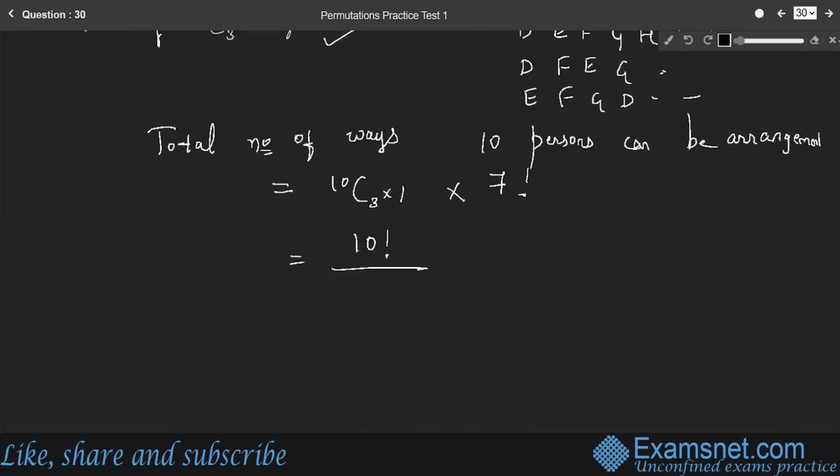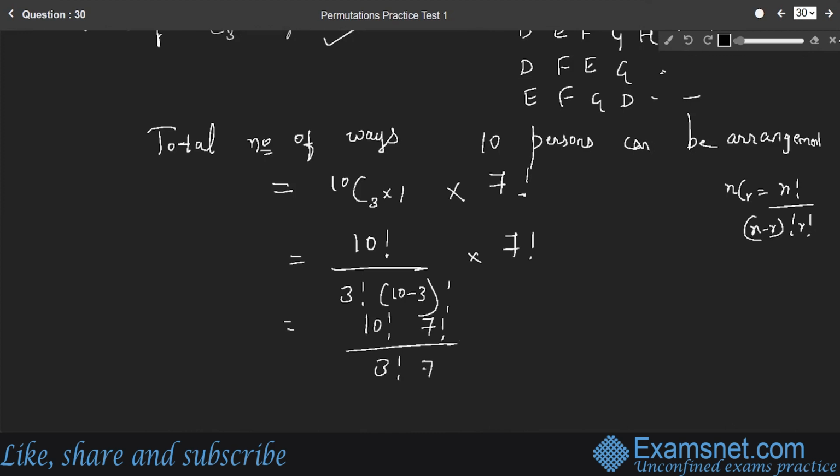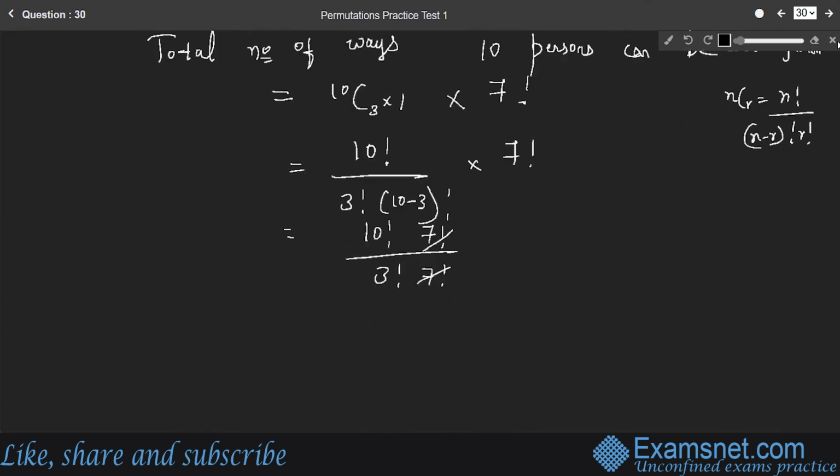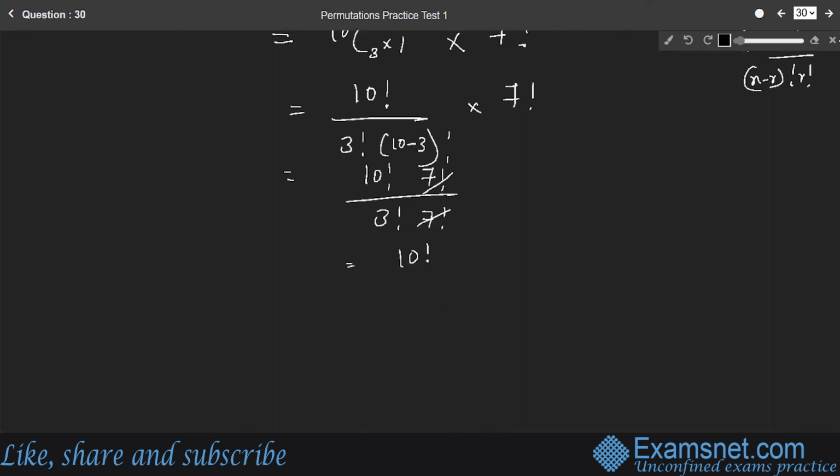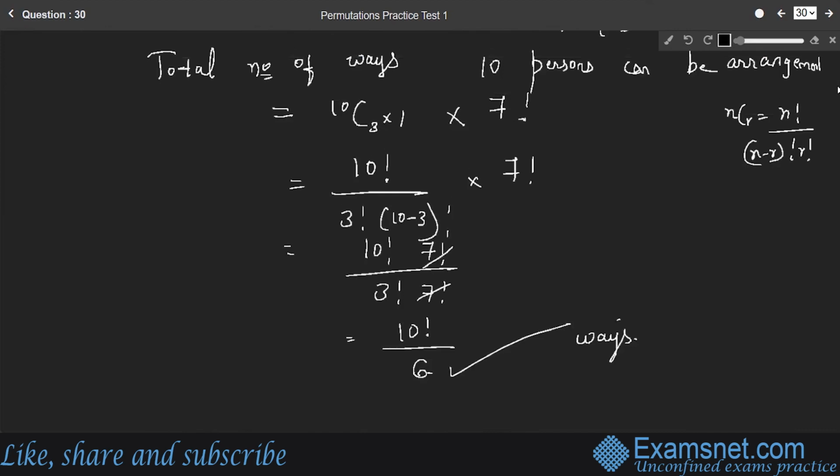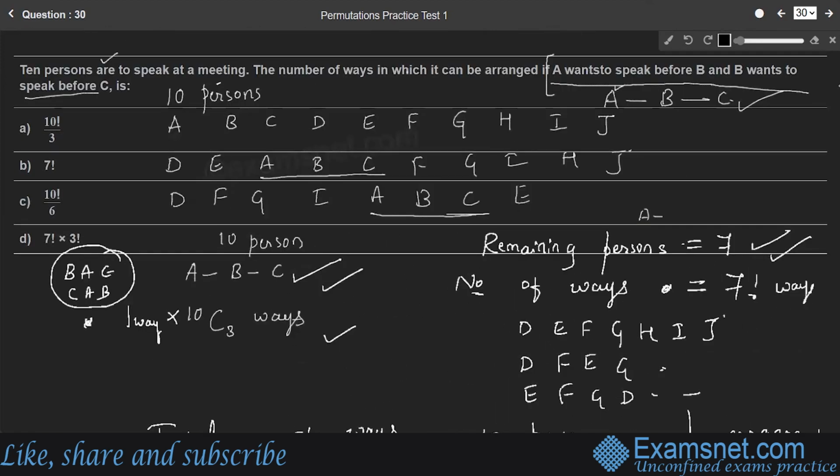10C3 is nothing but factorial 10 by factorial 3 into factorial (10 minus 3). We are using the formula nCr is n factorial by (n minus r) factorial into r factorial. And the second term is factorial 7. Therefore, it is 10 factorial into 7 factorial by 3 factorial into 7 factorial. So we can cancel 7 factorial here. So 10 factorial by 3 factorial, which is 3 into 2, that is 6. Therefore, in 10 factorial by 6 ways, these 10 persons can be arranged.